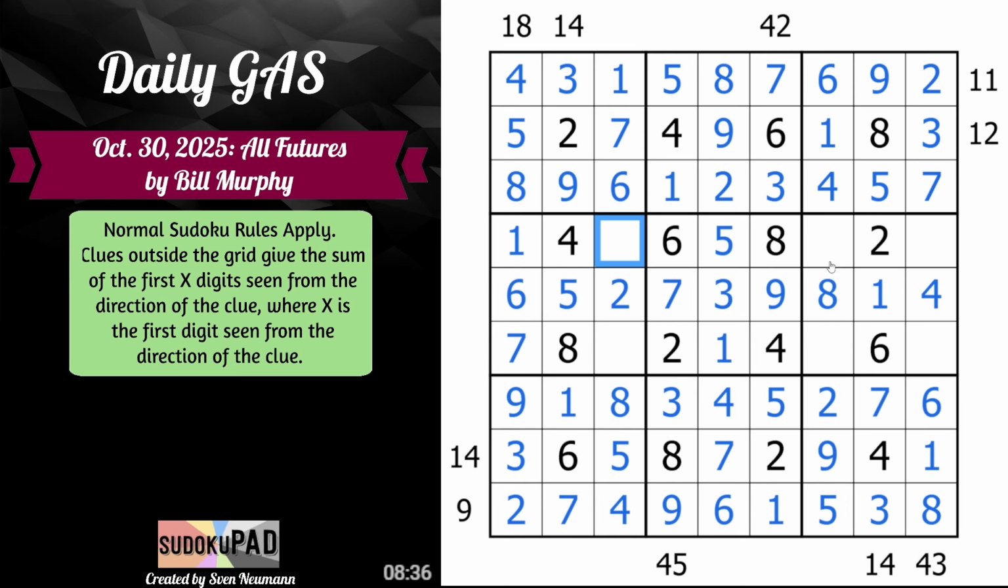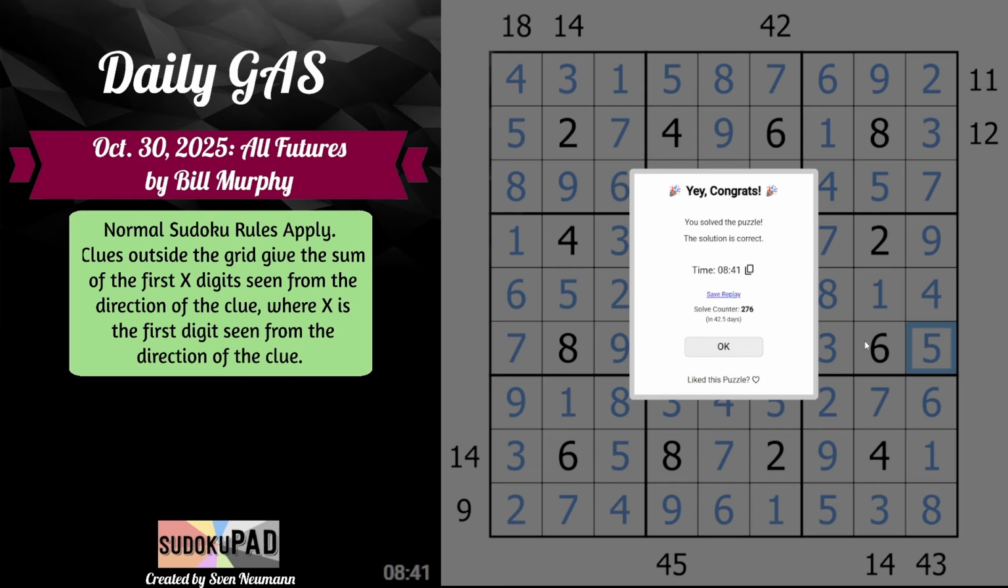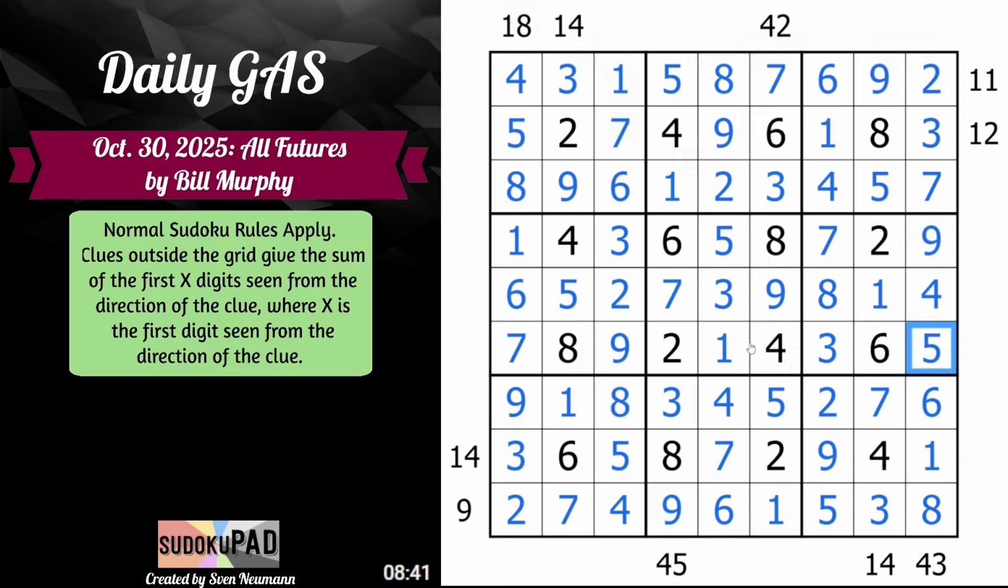3 and 7, 7, 3, 3, 9, and 9 and 5, and we are done in 8 minutes and 41 seconds with All Futures by Bill Murphy.